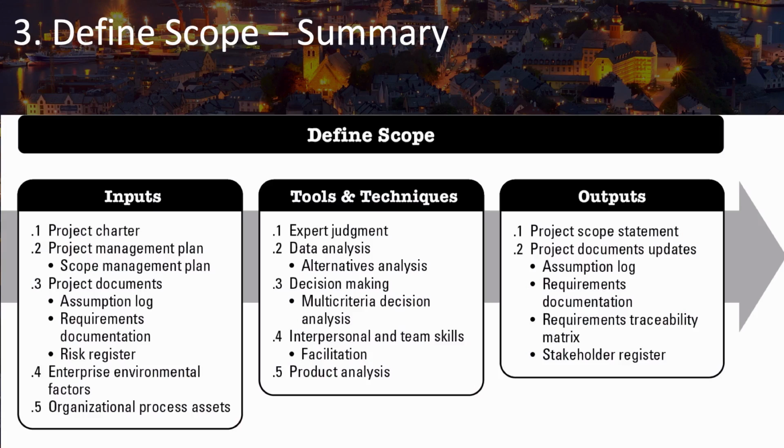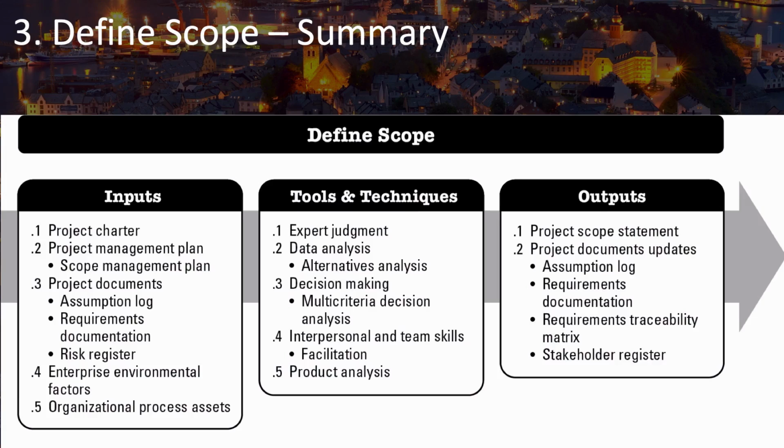Now let's take a look at the inputs. The main input is the project charter? No. Really, it's the requirements documentation, which is kind of hidden here. But that's the main document that you're going to use, because that's what you're going to review in order to decide what subset of that you're going to use and then elaborate on it. The project charter, though, still provides valuable context and guidance, and the project management plan, specifically the scope management plan, can help you with guidance on how you're going to be defining scope.